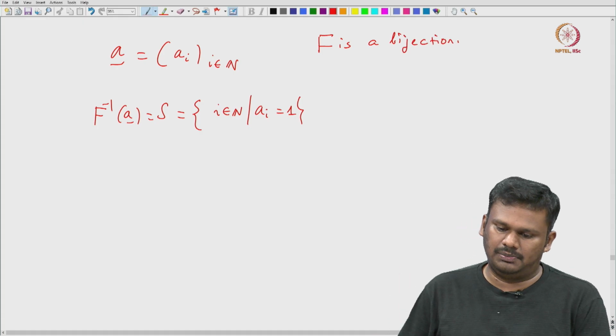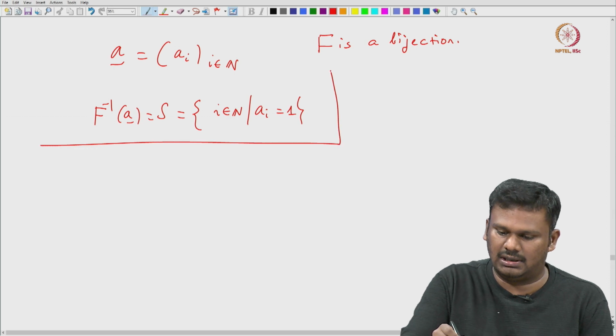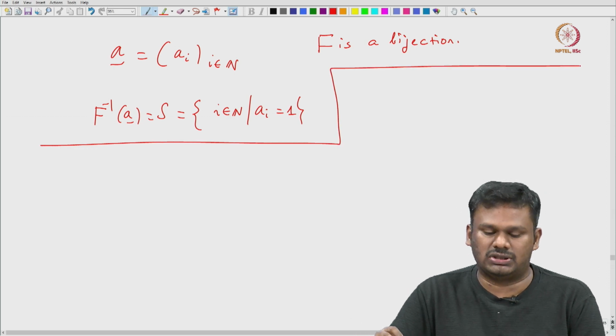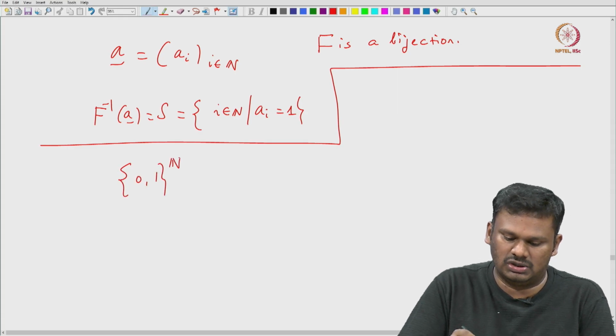So, this actually proves that the power set of n and {0,1}^n have the same cardinality. Now, let us look at this {0,1}^n very closely. We are going to say that this is indeed uncountable.